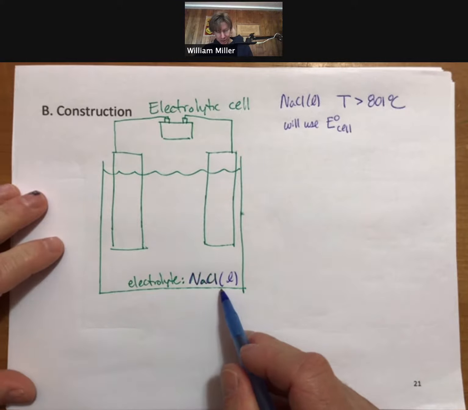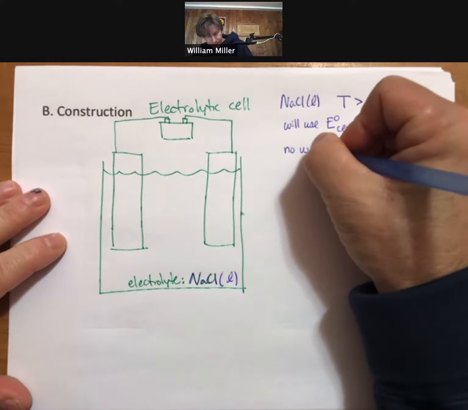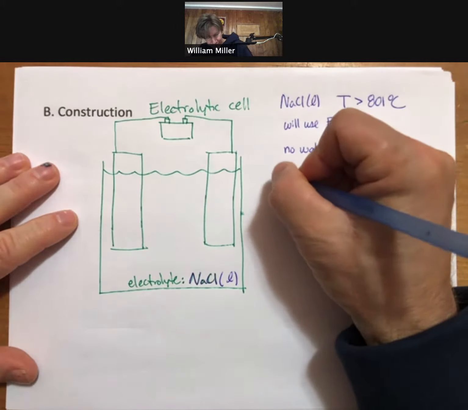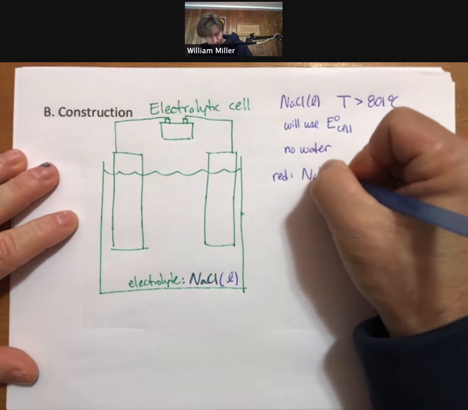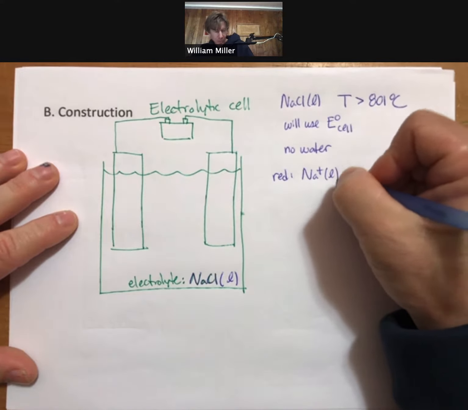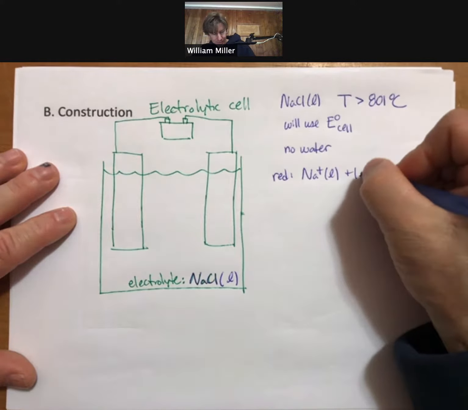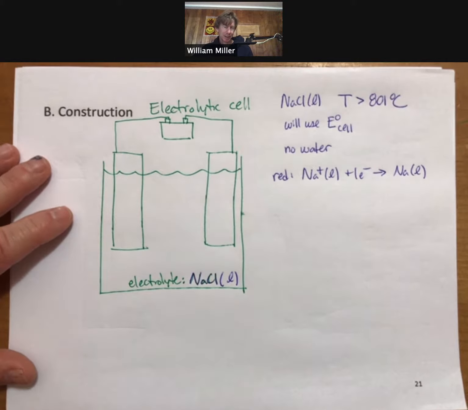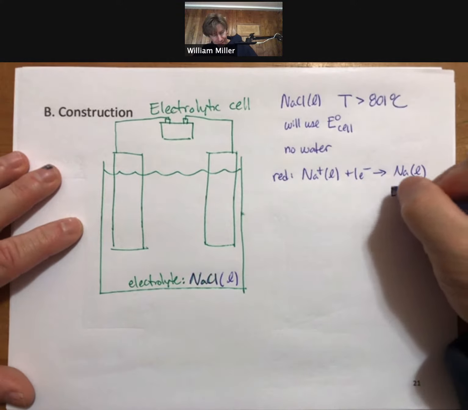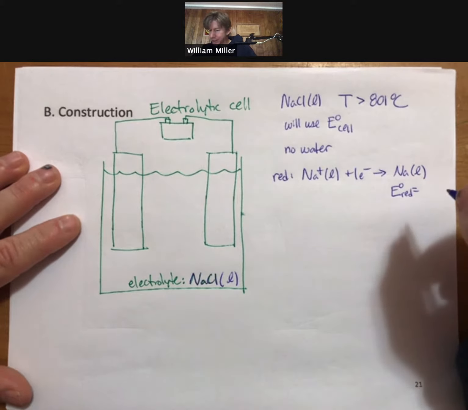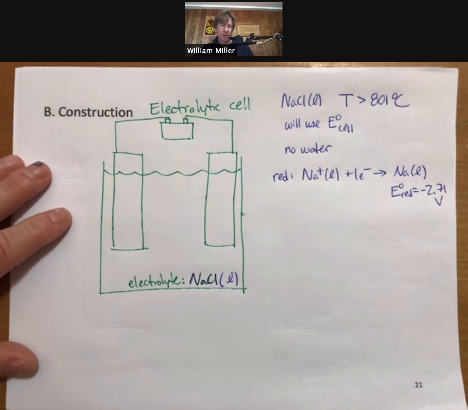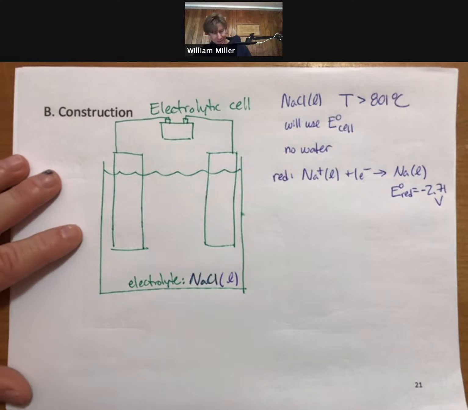Let's see what else. Under these conditions, there's no water, and there's only two half reactions that occur. One of those half reactions is for our reduction. Sodium ion, which will be liquid, plus 1 electron goes to sodium, which turns out to be liquid as well, instead of solid. And this occurs at a reduction potential of minus 2.71 volts. Very negative, very non-spontaneous.